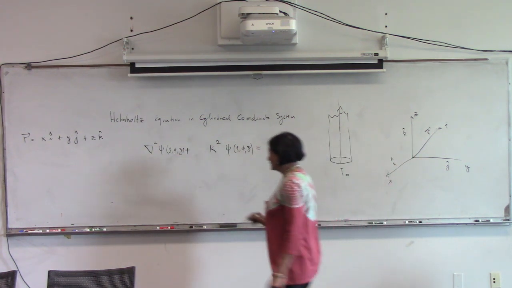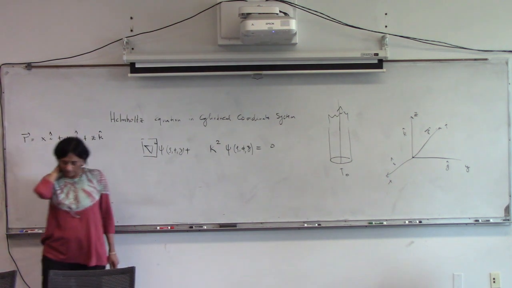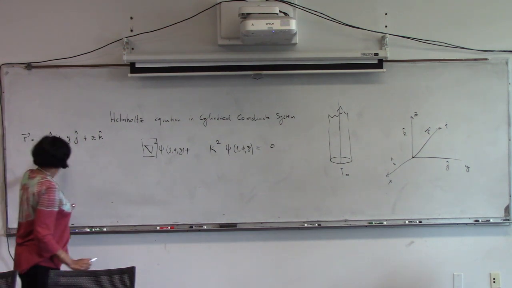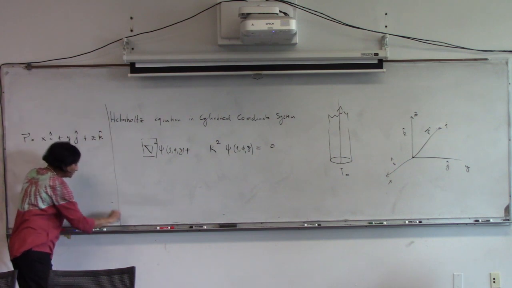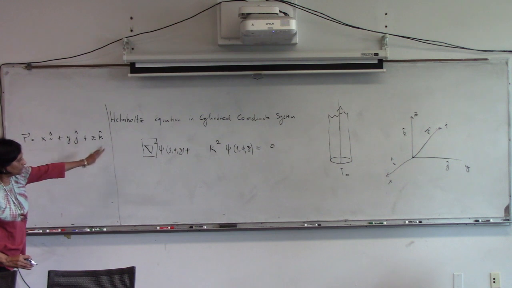So what we have to know here is how to write del square in cylindrical coordinates. That's what we have to learn. So I want to tell you where things are coming from. I'm going to show this to you right from first principles in some sense. So this is something you know how to do.